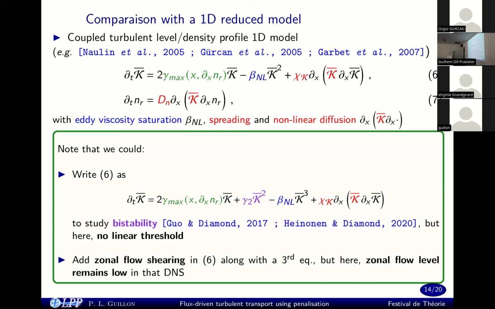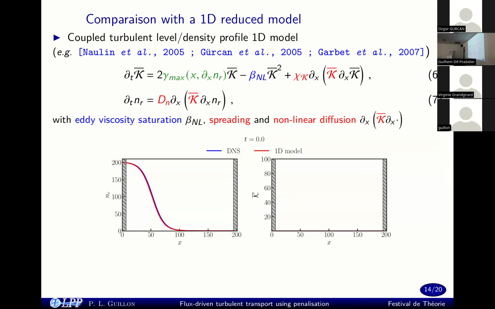So the spreading of turbulence inside a linearly stable region where the growth rate is negative. But in our case, we don't have any linear threshold, so the growth rate is always positive or very close to zero in the flat region. And we could also have included the effect of zonal flow shearing on the turbulent energy. But in this simulation, the zonal flow level remained low, so it was not necessary to include it. So we have three parameters, the nonlinear saturation, chi and D.